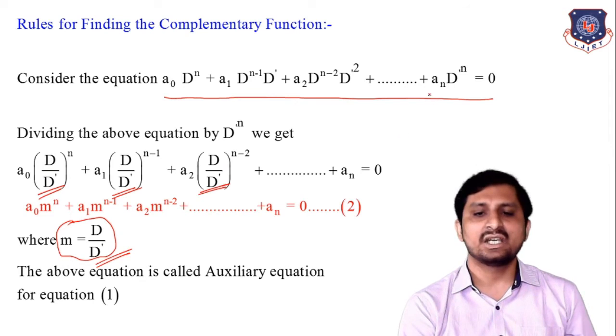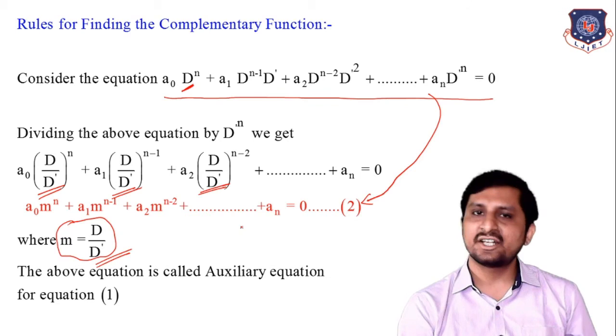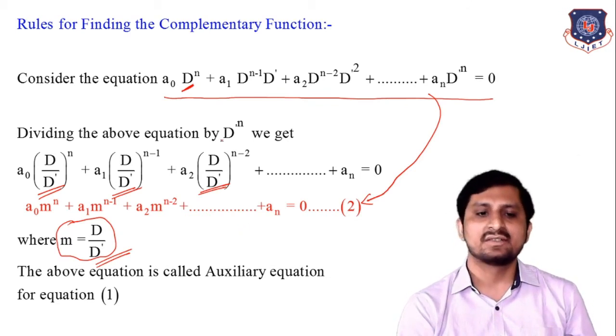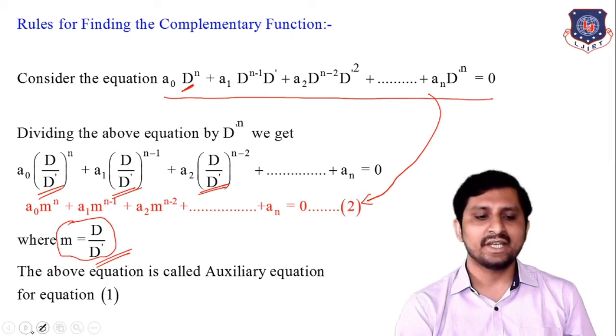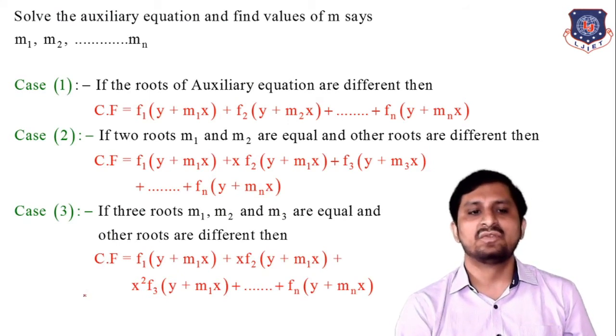So from equation number 1 you can directly write equation number 2. How? Just instead of D, take m, and instead of D dash you don't need to take any value. Forget about D dash. So see, a0 m raised to n, plus a1 m raised to n minus 1, forget about D dash, plus a2 m raised to n minus 2, up to an, that is equal to 0. I hope you can understand. This is just an explanation. So these are the rules that you have to follow.